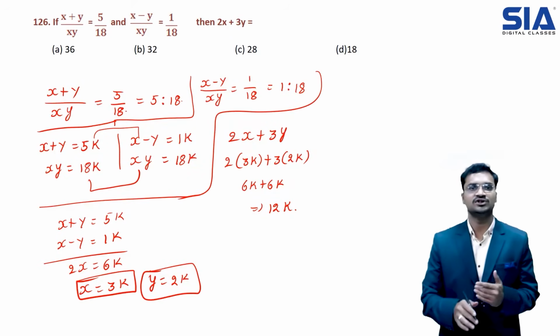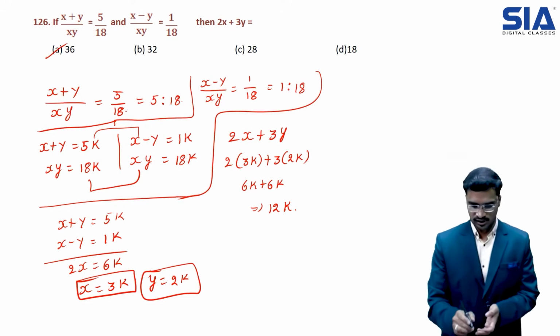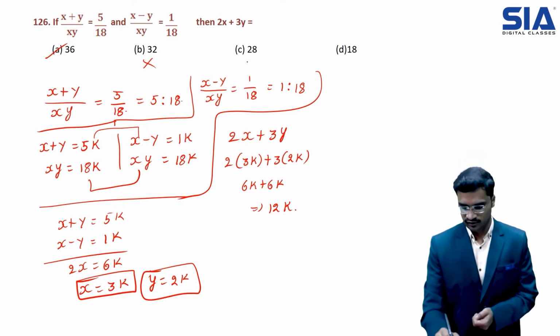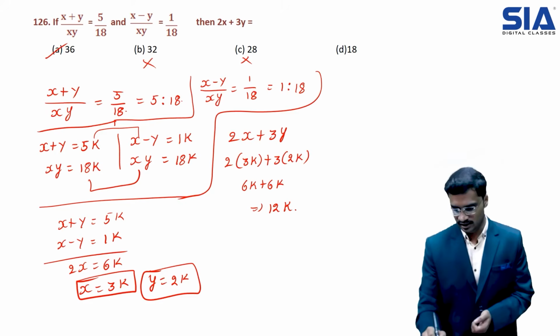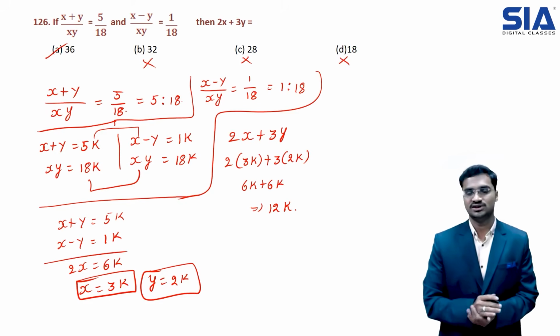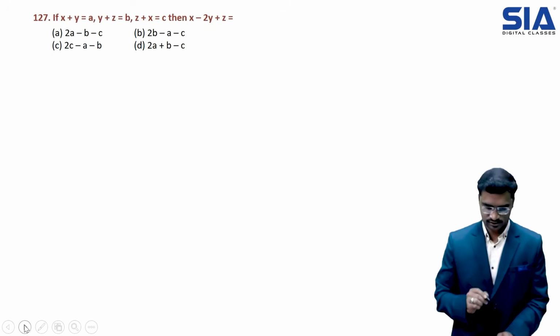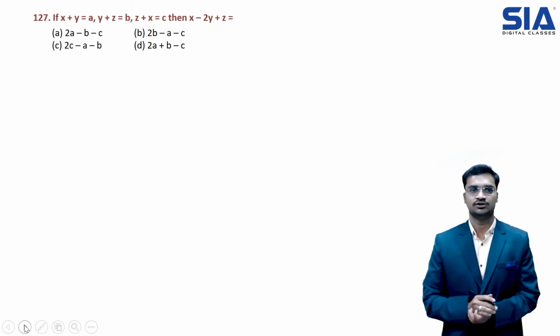So let us see which of these options is a multiple of 12. So 36 is a multiple of 12. 32 is not a multiple of 12. 28 is also not a multiple of 12. And D, 18, is also not a multiple of 12. So our answer is what? 36. Okay.